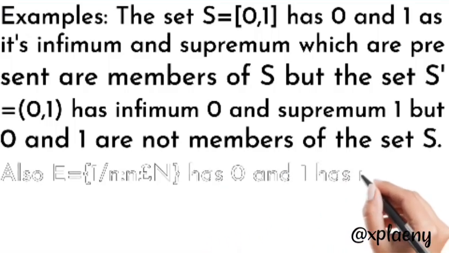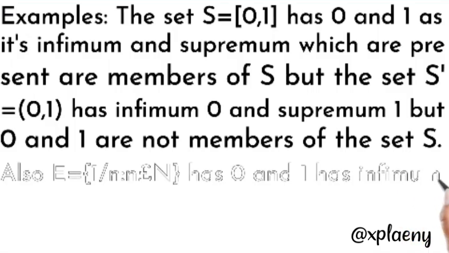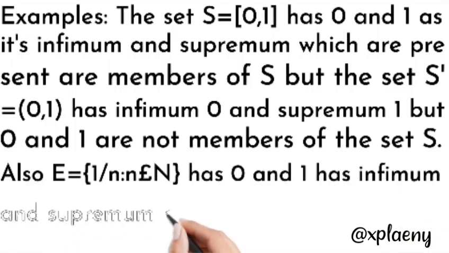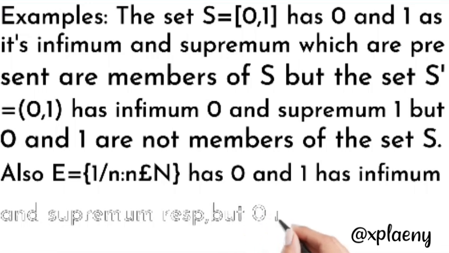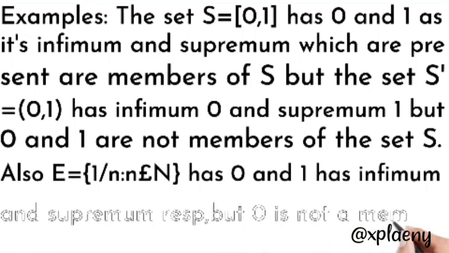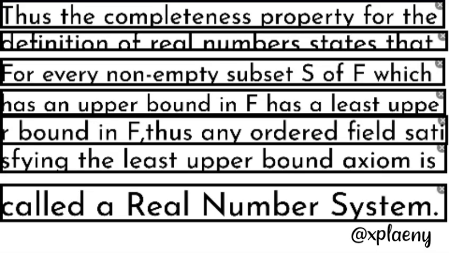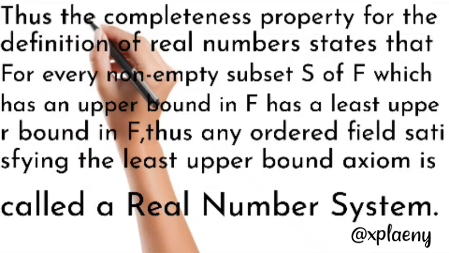And also the third example here, we have our set E2 giving us 1 over n such that n is in the set of natural numbers. This also has 0 and 1 as our infimum and supremum, but 0 is not a member because 1 over 0 is undefined, but 1 is a member because 1 divided by 1 is 1. So I think that is it. Thus, we can define real numbers in this situation.